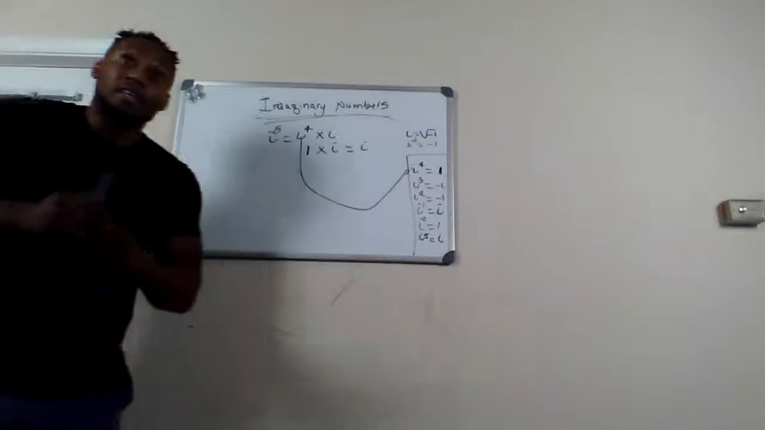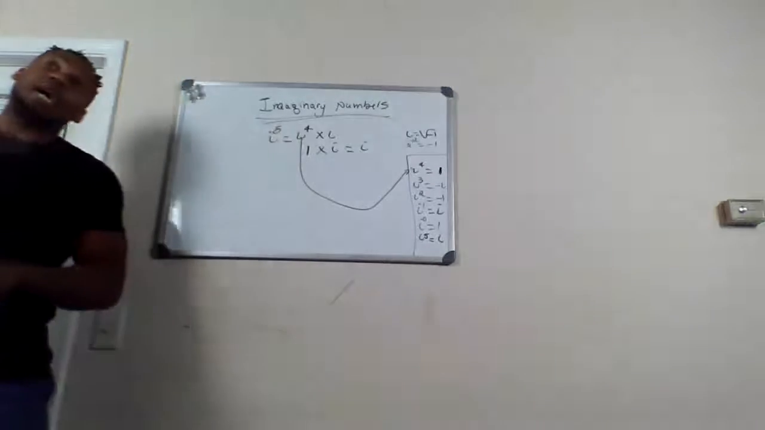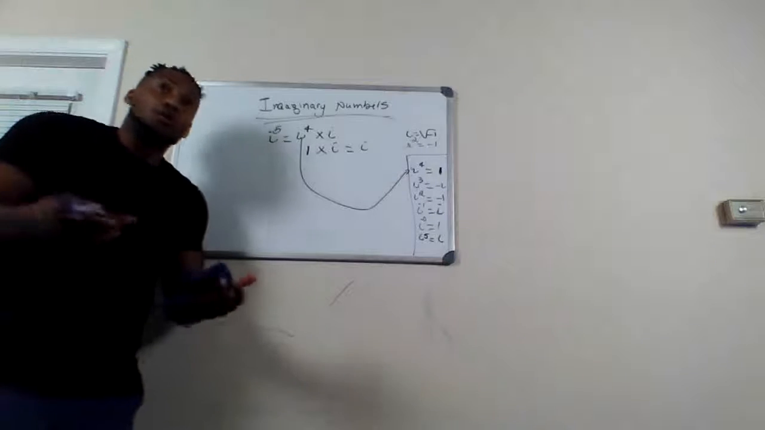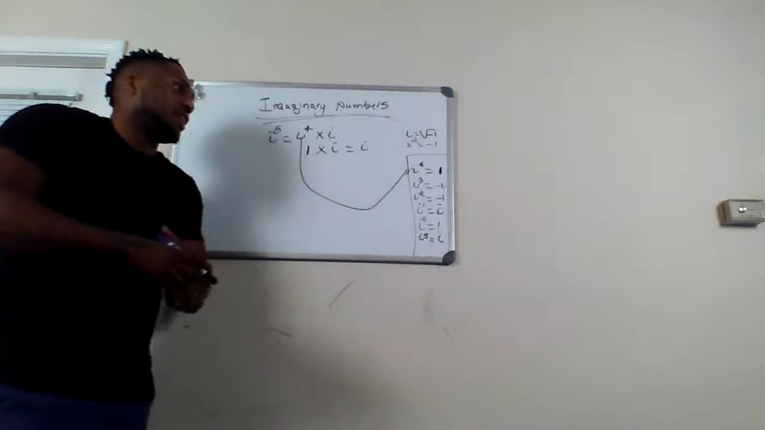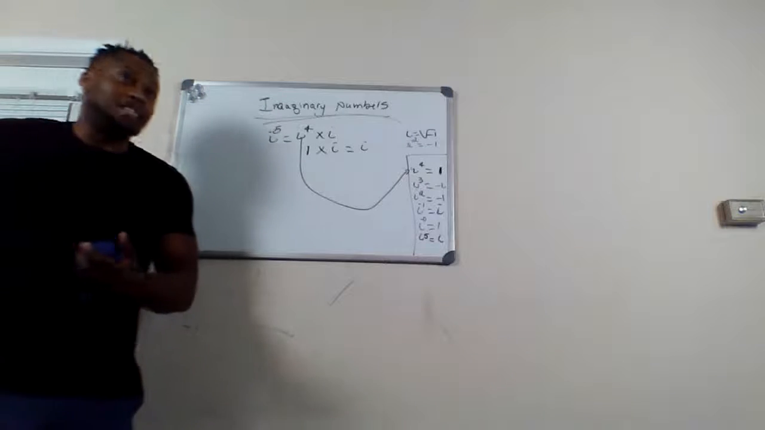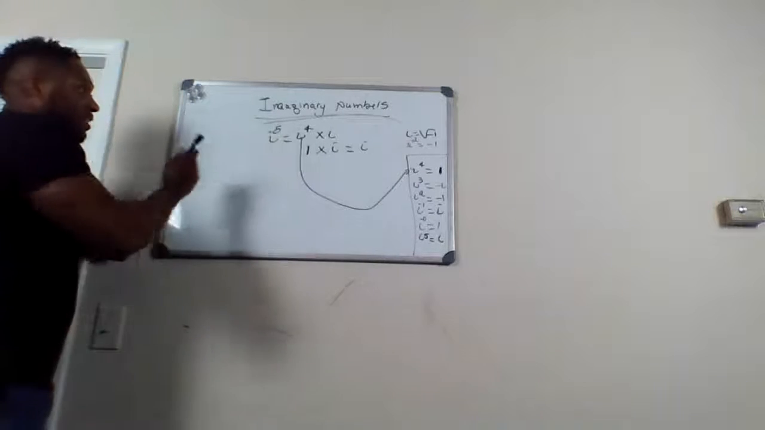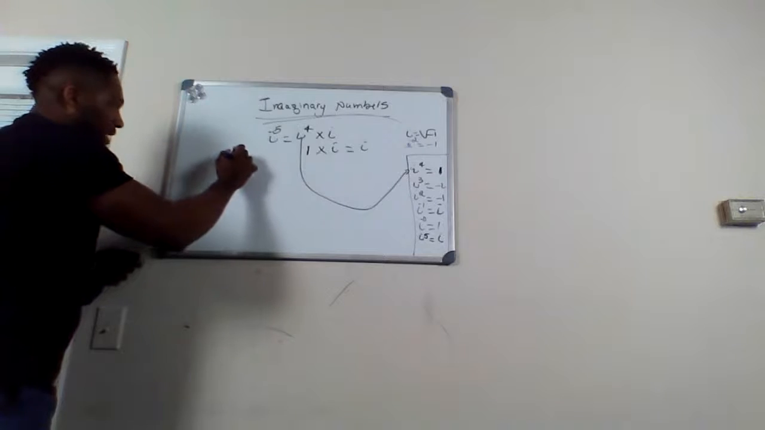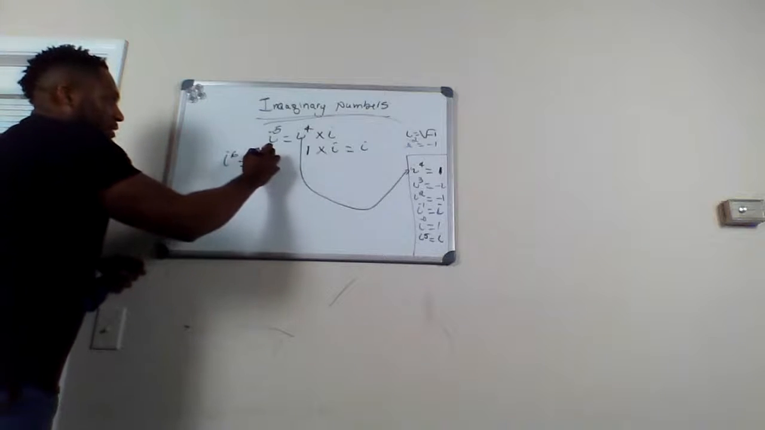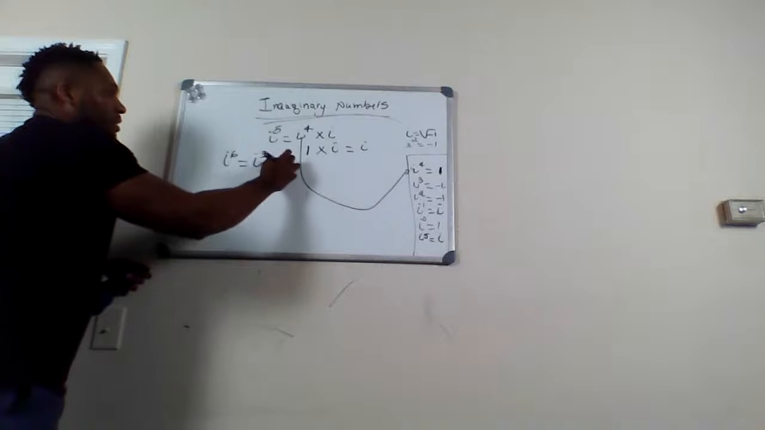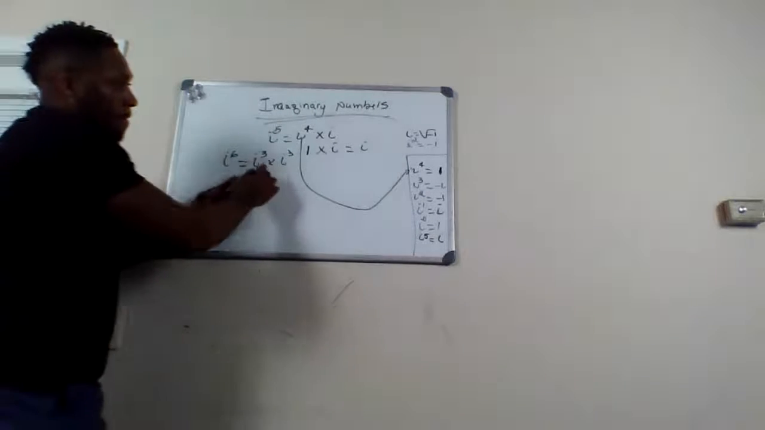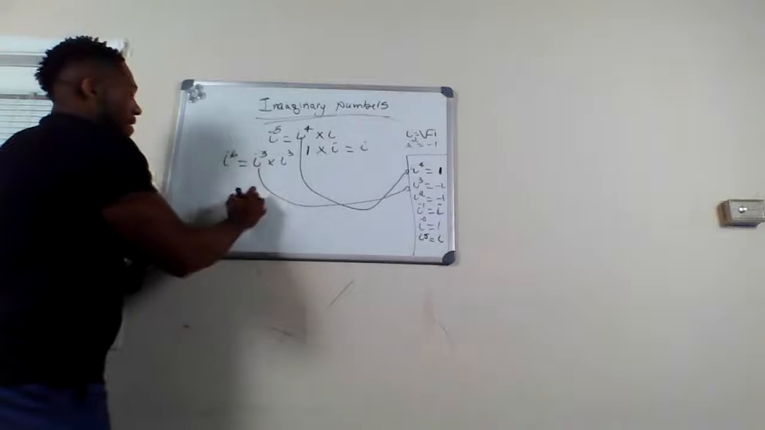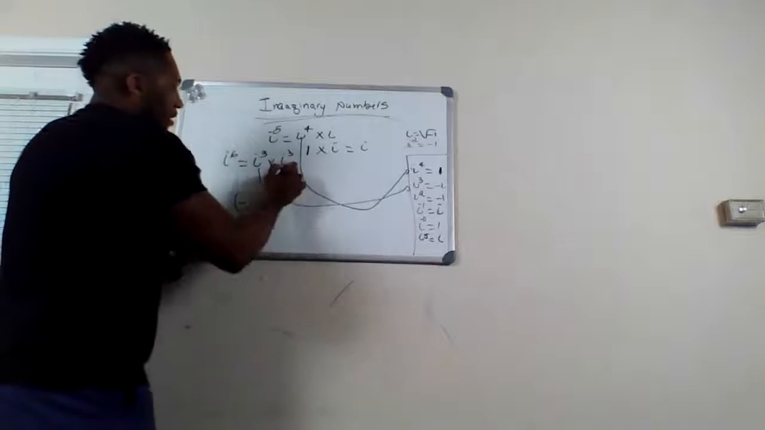So now, what's I to the 6th? I to the 6th is I to the 5th times another I, or you could say I to the 3rd times I to the 3rd, or I to the 4th times I to the 2nd. Taking I to the 3rd times I to the 3rd, 3 plus 3 is 6. What's I to the 3rd? -I.